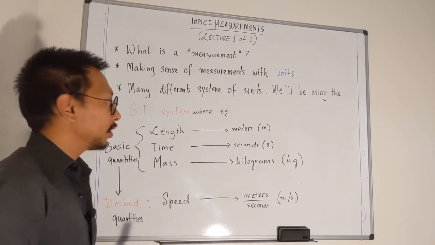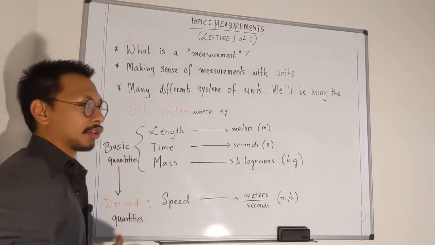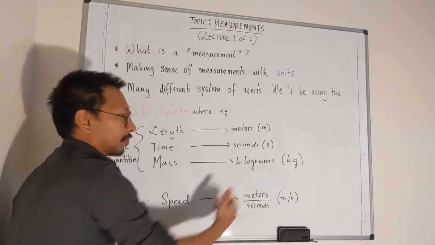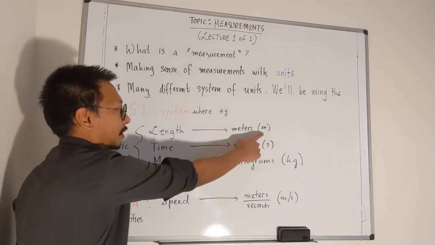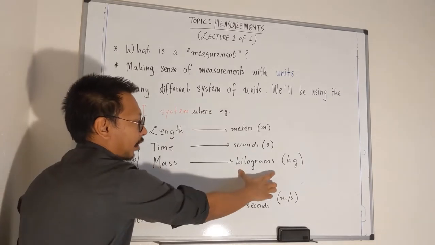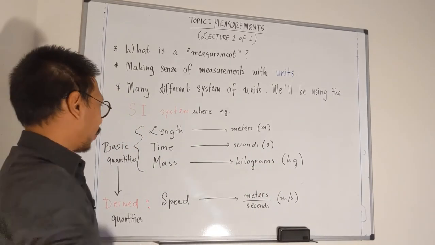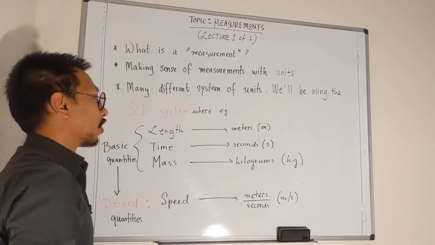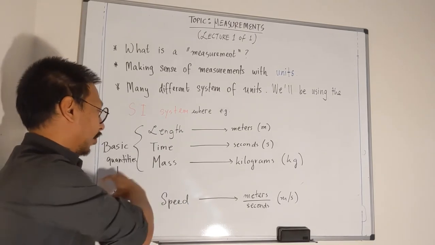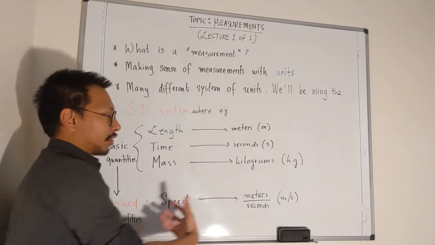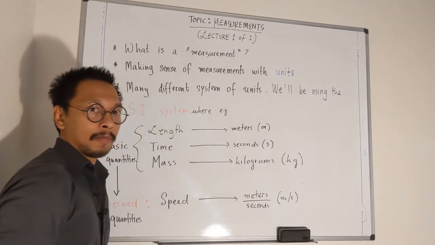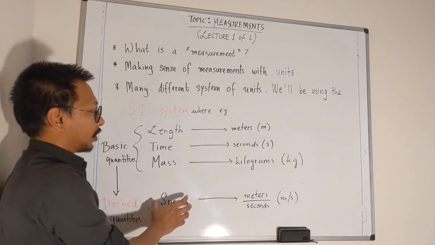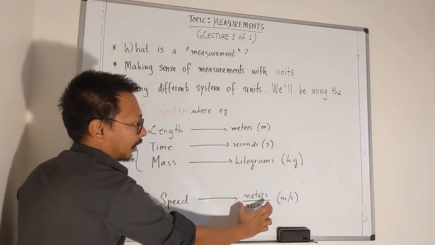So what does that system represent? We have the basic quantities or basic variables, length, time, and mass, being measured in meters, seconds, and kilograms, respectively. So meters can be denoted by m, seconds is denoted by s, kilograms is denoted by kg. From these basic quantities, all other quantities can be derived. So for the derived quantities, for example, speed has a unit of meters per second.